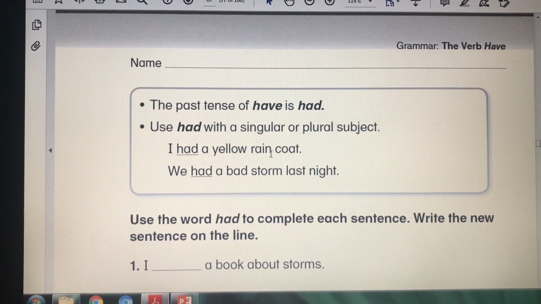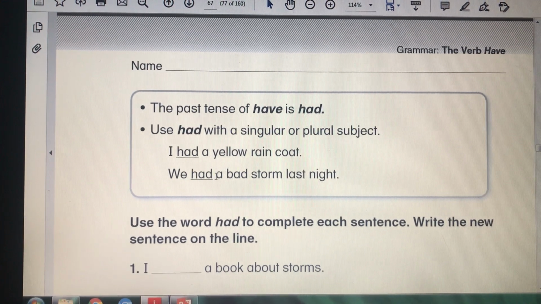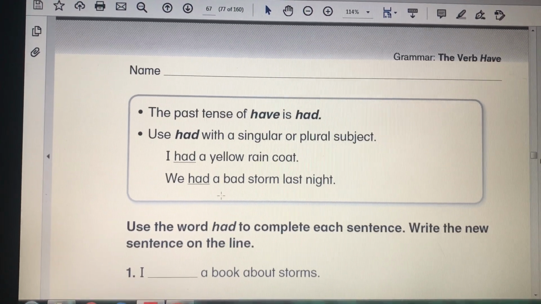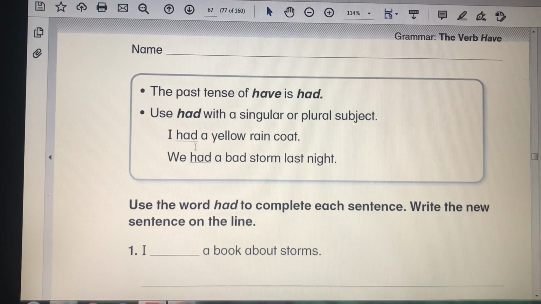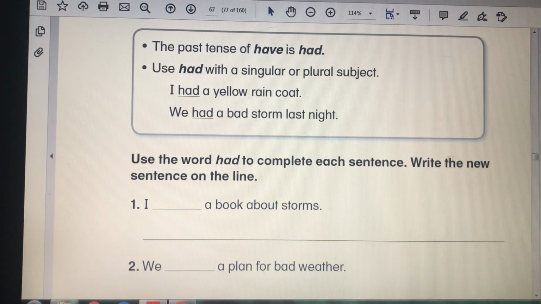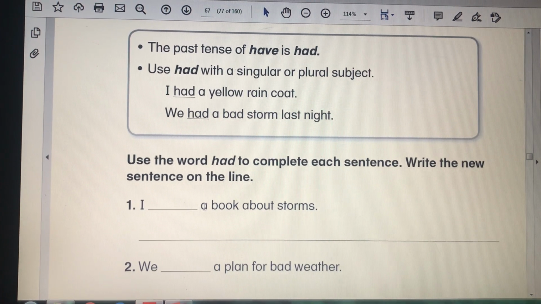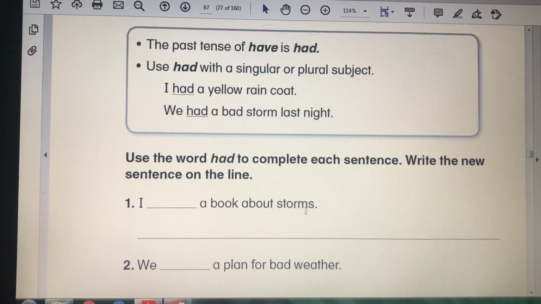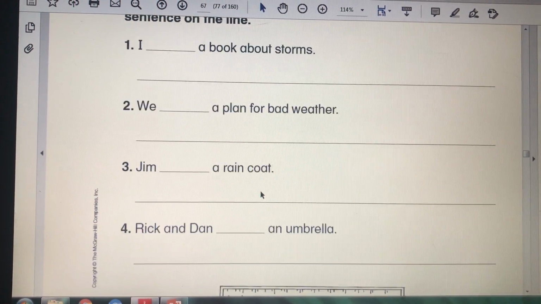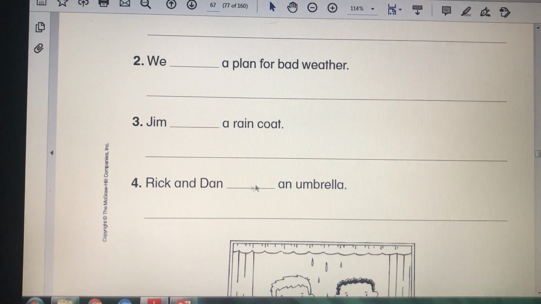I had a yellow raincoat. We had a bad storm last night. So either using I or we, okay, it's always had. Use the word had to complete each sentence. Write the new sentence on the line. I had a book about storms. We had a plan for bad weather. Jim had a raincoat. Rick and Dan had an umbrella.